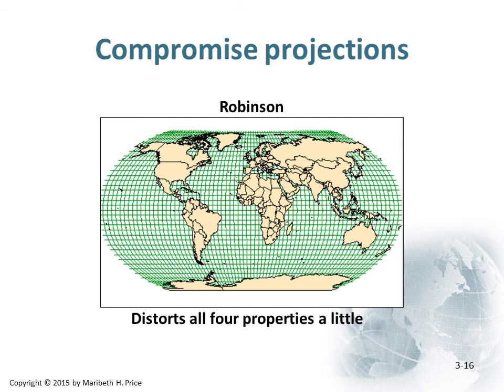Then there are compromise projections. Robinson's a good example of this. Basically, compromise projections distort everything, but only a little bit. So it takes elements from these other projections and combines them in a fashion so that direction's not bad, area is not bad, size is not bad. Nothing's perfect, but more importantly, nothing is horrible. It is a compromise between the four properties.